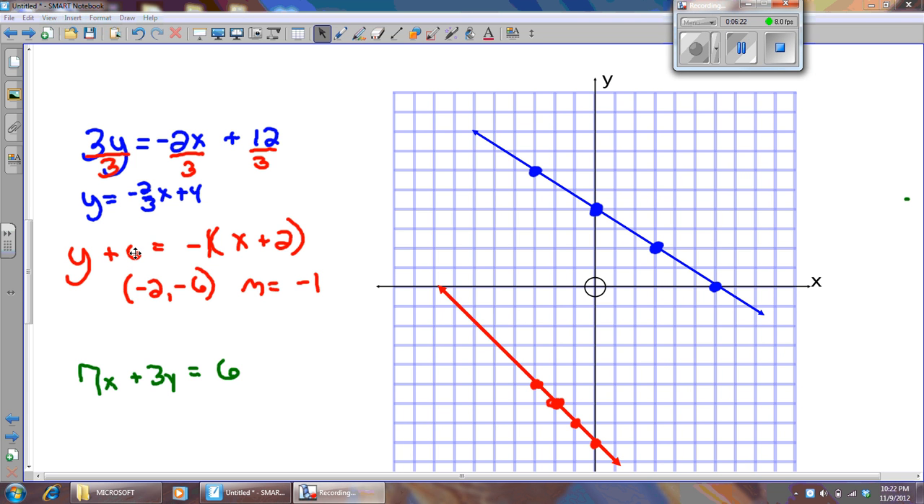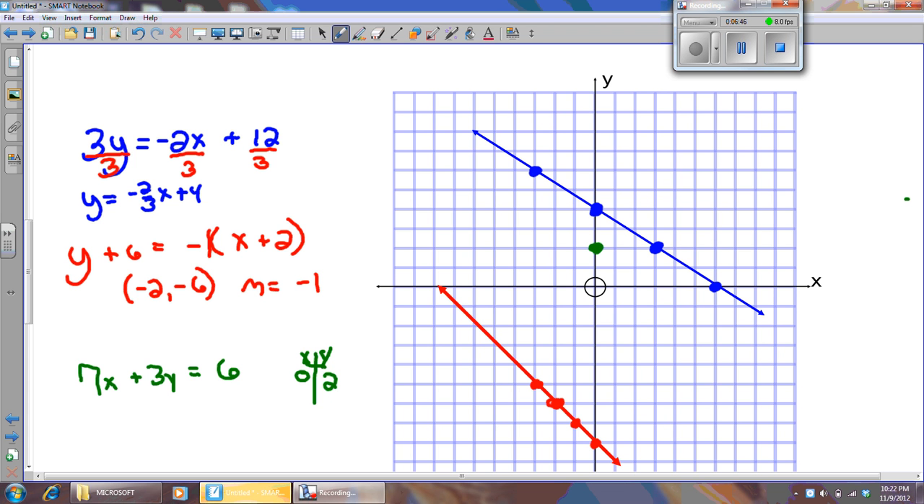And there you go. Now one more to do. I'm going to do a t-table only. I'm not going to put 0 in for y. I'm going to put 0 in for x. And when I do that, this turns to 0, and I'm going to get 3y equals 6, which means y is 2. So (0, 2) is definitely on my graph.